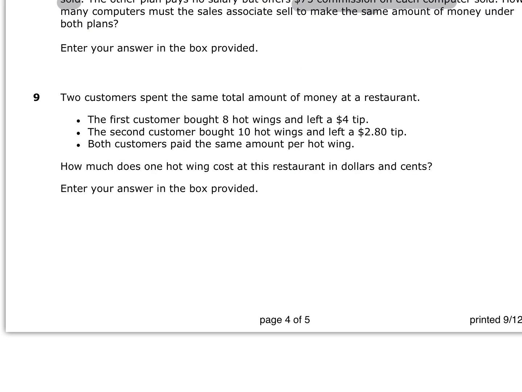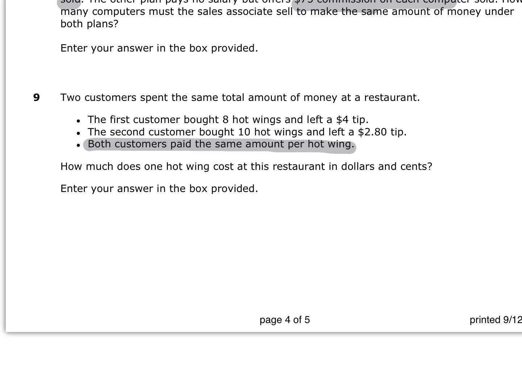Okay, 2 customers spent the same total amount of money at a restaurant. The first customer bought 8 hot wings and left a $4 tip. The second customer bought 10 hot wings and left a $2.80 tip. Both customers paid the same amount per wing. How much does one hot wing cost at this restaurant in dollars and cents? So the key thing we need to consider is this last line. Both customers paid the same amount per hot wing.